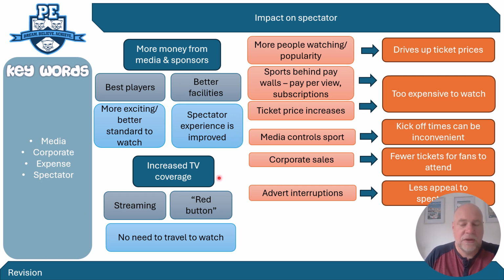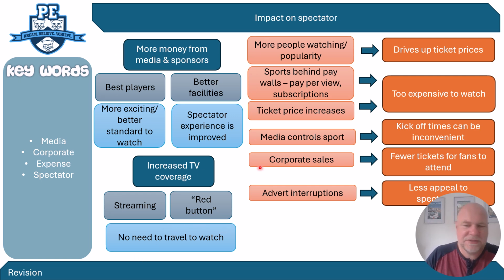And then we have the impact of increased TV coverage. So think about when you watch sport on TV, you could watch it through streaming, or you've got things like the red button, which is a BBC thing. And that's a benefit because you don't have to necessarily travel to watch your team. You can watch from home, so that benefits the spectator in that way. So these are the positives.